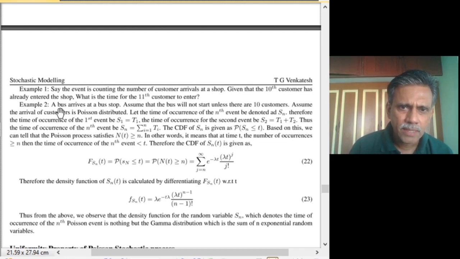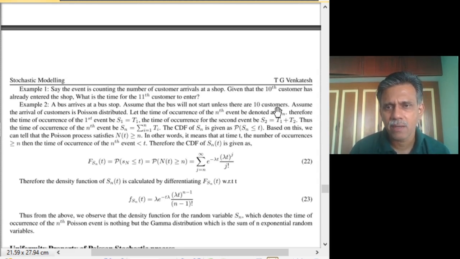One more example: suppose you have a bus. Whenever it arrives at a bus stop, the bus will not start unless 10 customers have arrived. So the time it takes for the arrival of 10 customers is the sum of 10 inter-arrival times. How will they be distributed? It is easy to note that it is nothing but the sum of 10 IID exponentially distributed random variables, and that we know as a gamma distribution.